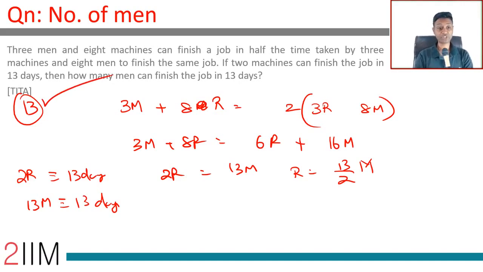Two machines can finish a job in 13 days. And how many men can finish the same job in 13 days? 13 men. Each robo is as good as 13 by 2 men. So 2 robos can be replaced with 13 men. If these 2 robos can finish in 13 days, 13 men can finish it in 13 days.